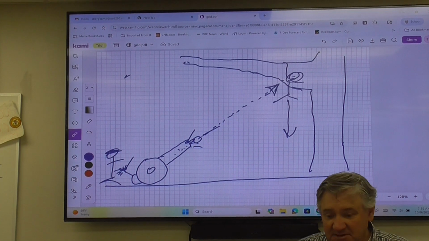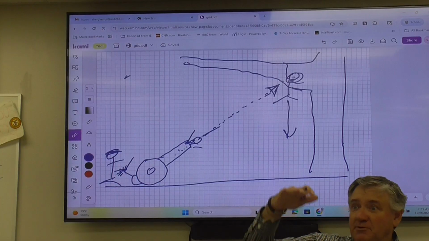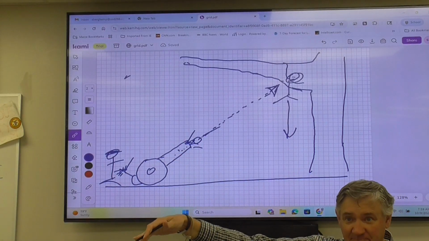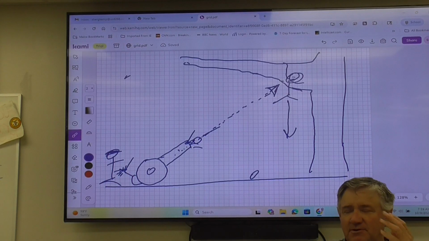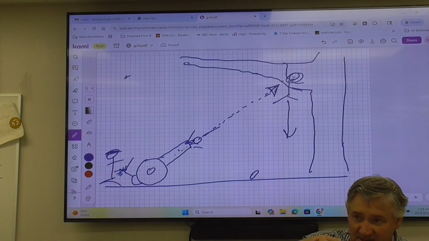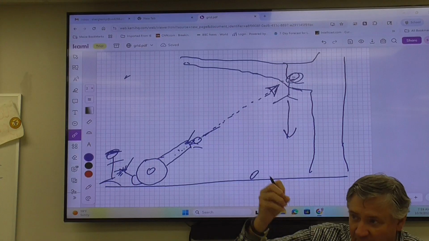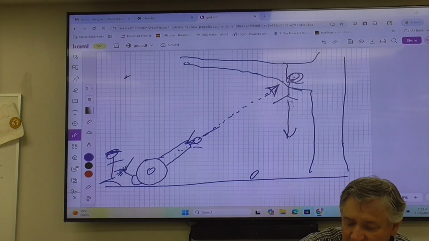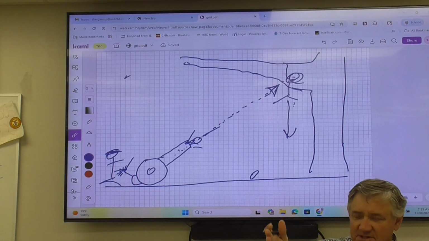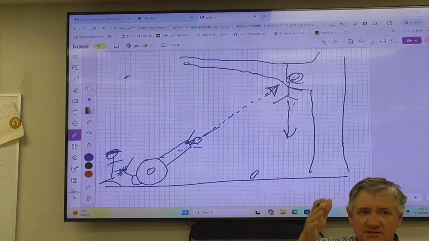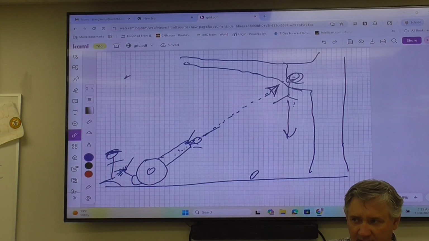Now, there's an assumption that obviously the cannonball will go far enough to hit the monkey, okay? Because if the cannonball only goes here, hey, we're okay. So the assumption is that the cannon is going to shoot the cannonball far enough to get to the point where the monkey is. So the question is, does the cannonball still hit the monkey?